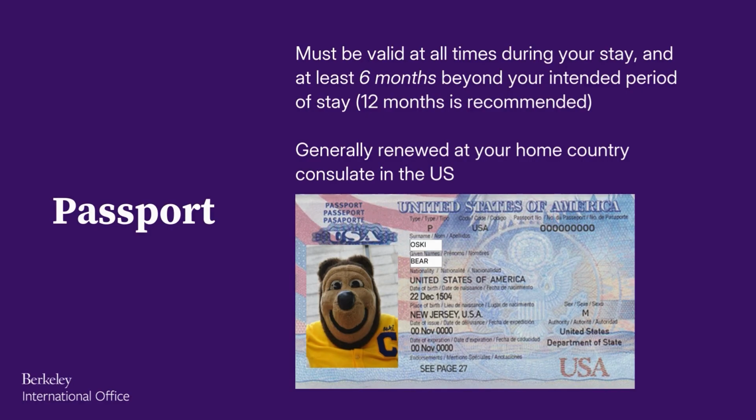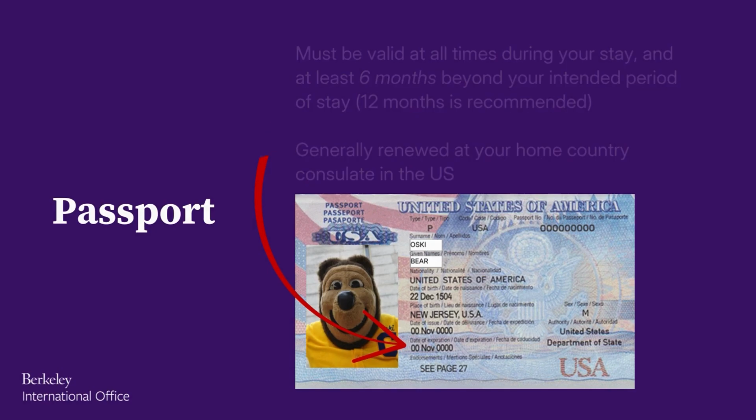During your J Exchange Visitor Program, your passport must be valid at all times and for at least 6 months beyond your intended period of stay in the U.S. However, 12 months is recommended. This is why it is very important for you to always know when your passport will expire. If your passport will expire soon, you can typically renew it at your home country consulate inside the U.S. You should contact your embassy or consulate here in the U.S. for more information.